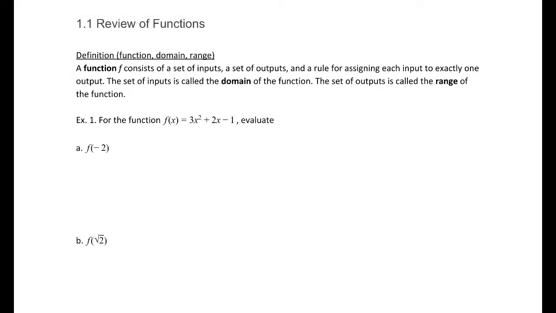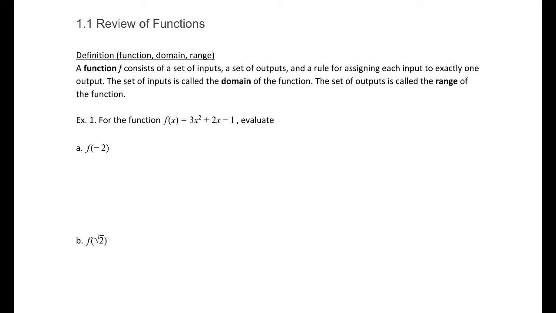Section 1.1, Review of Functions. Being that we are going to use a lot of concepts from, say, college algebra or something of that nature, we're going to dedicate some time here to reviewing some of these big concepts. The first of these is the idea of a function.